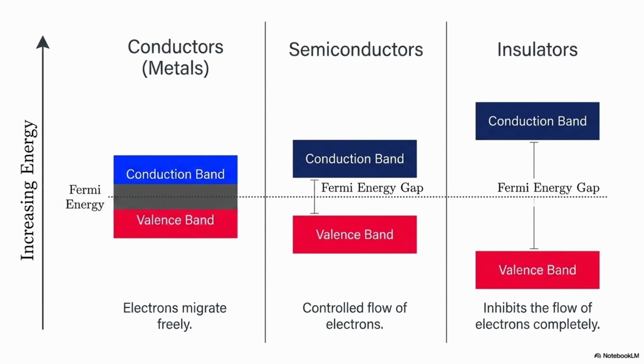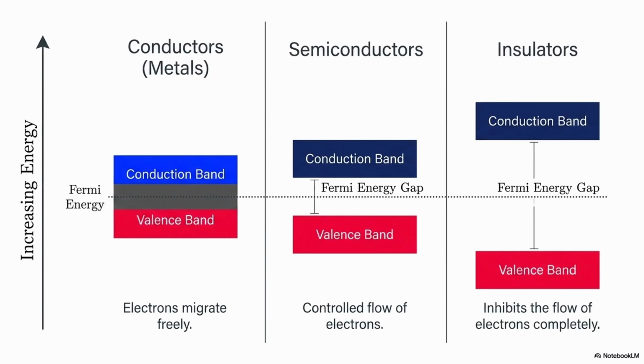So there's no bouncer. No bouncer at all. The line outside spills directly onto the dance floor. Electrons migrate freely, which is why metals carry electricity so well. Exactly. Now look at an insulator, like the wood of that door frame. In an insulator, the Fermi energy gap is massive. The bouncer is a 10-foot tall brick wall. Right. No electrons are getting inside, which inhibits the flow completely.